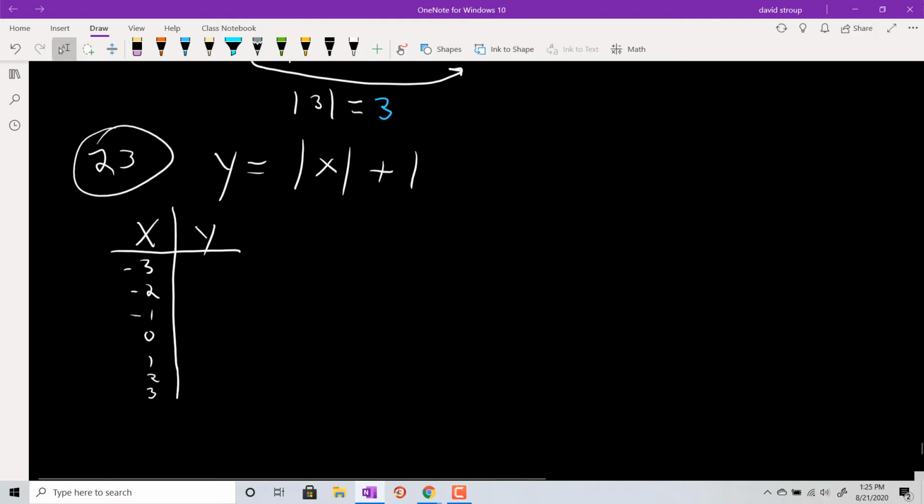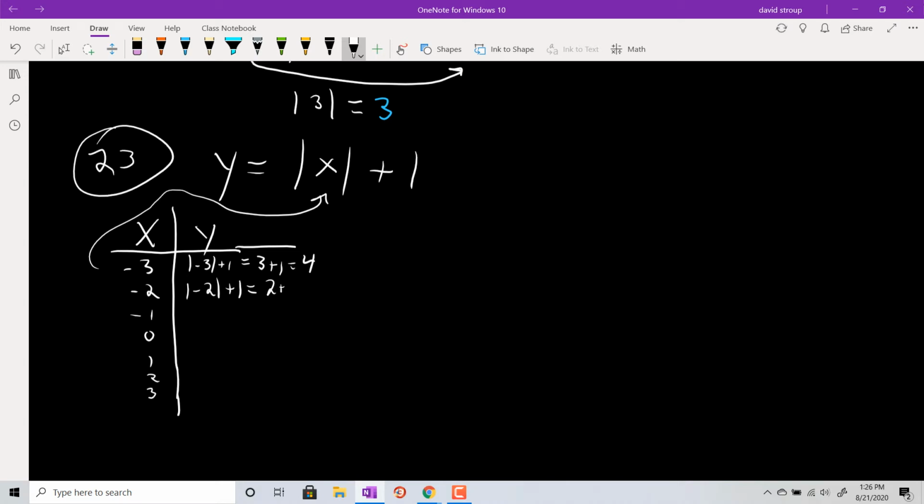So just picking some arbitrary points. The homework will give you some points, and then you'll put it into the function and evaluate it. So -3 gives 4. I'm plugging these x values in here and evaluating. And you can do this in your head if you get good enough at it. That's fine. I don't mind. The absolute value of 0 is just 0.